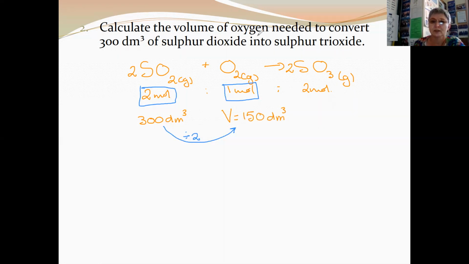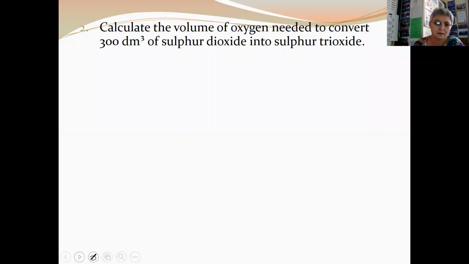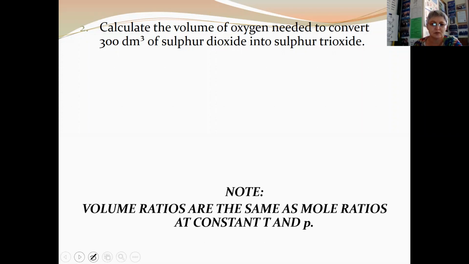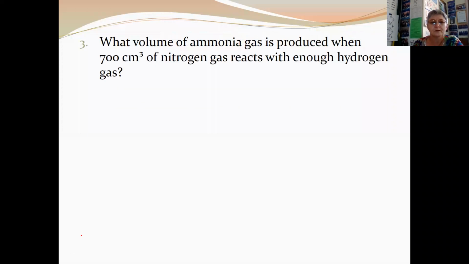One last calculation here in this video. Volume ratios are the same as mole ratios. Right, what volume of ammonia gas is produced when 700 cubic centimeters of nitrogen gas reacts with enough hydrogen gas is the question. We need a balanced equation. It's nitrogen gas reacting with hydrogen gas to form ammonia gas.